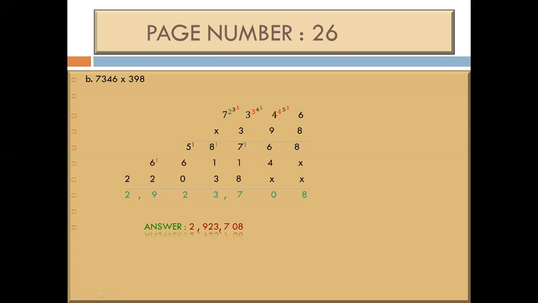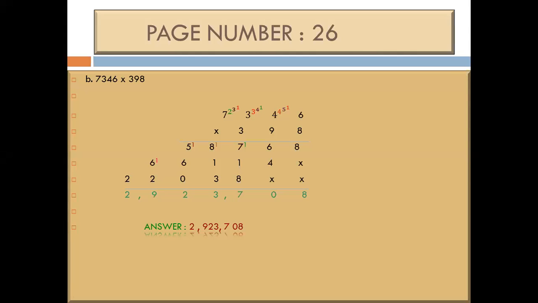Now we add the numbers. 8 is 8. 6 plus 4 is 10. We write here 0 and we carry 1 on 7. 7 plus 1, 8. 8 plus 8, 16 and 1, 17. We write here 7 and we carry 1 on 8. 8 plus 1, 9. 9 plus 3, 12.